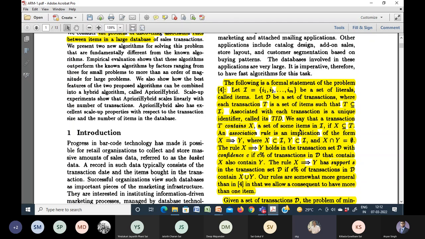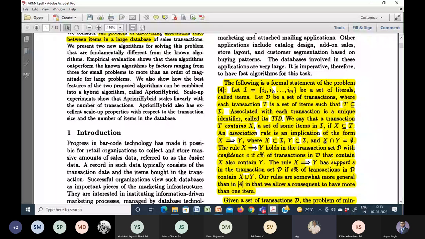So we may say a transaction T contains X, a set of some items I, if X belongs to this T. An association rule is an implication of the form X implies Y, where X belongs to I and Y belongs to I, and there is no common element between X and Y. In other words, I cannot have, say, bread associated with bread butter. Those types of things we are excluding.